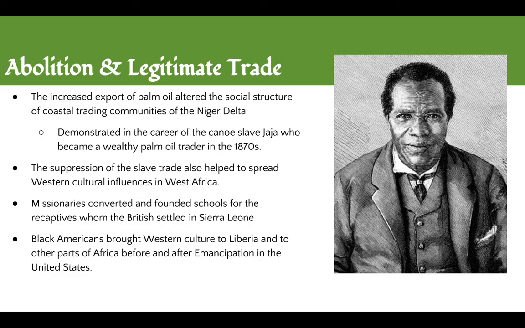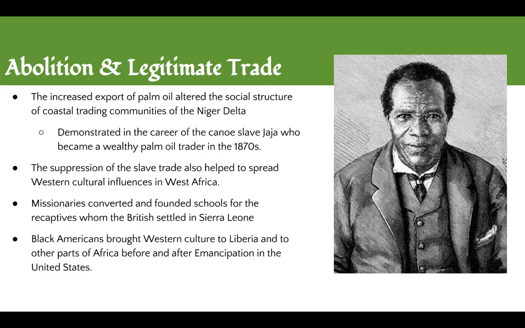This is demonstrated very much in the career of a slave who you see pictured here, Jaja of Opobo, who becomes a very wealthy palm oil trader in the 1870s. Basically, he rises from slavery to become the head of a major canoe house that was responsible for trading these things. And he founded a new port city, Opobo, which he ruled as a king, a king of a city-state, so to speak. And he became the greatest palm oil trader in the Niger Delta.